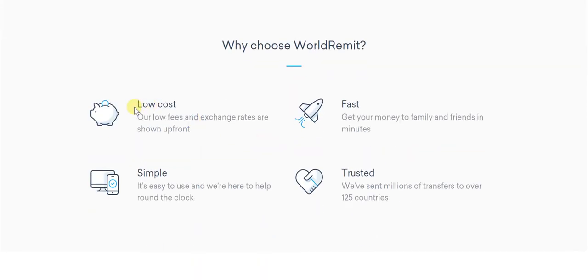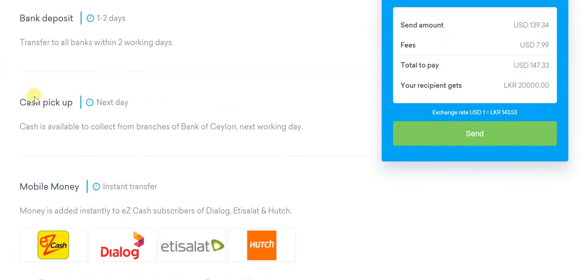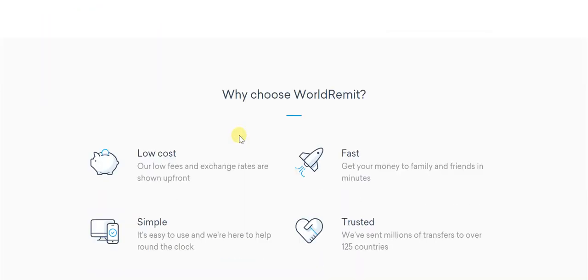Firstly, we find that the costs are very low. That's something which has been clearly showcased. Whether it's the fees or the exchange rates, everything is shown upfront, and even before you've actually gone through the process you know exactly how much you'll be sending, including fees. And yes, it's very fast. As you saw, mobile money is instant, cash pickup is the next day, while bank deposit is 1 to 2 days. So everything is really fast.